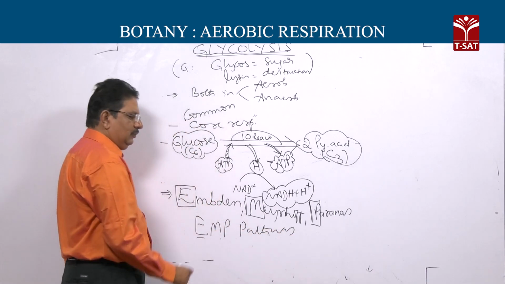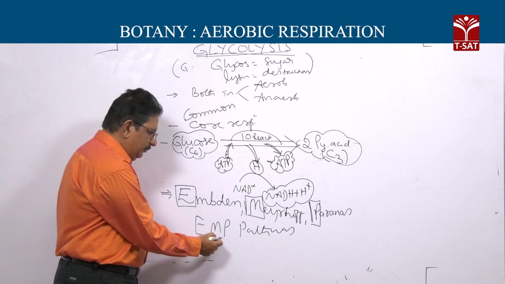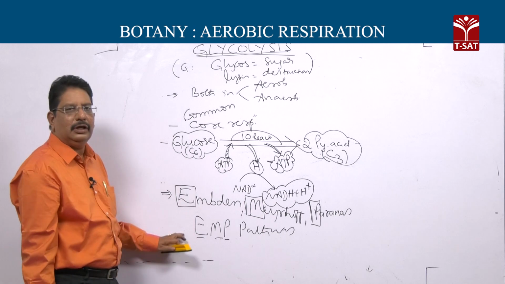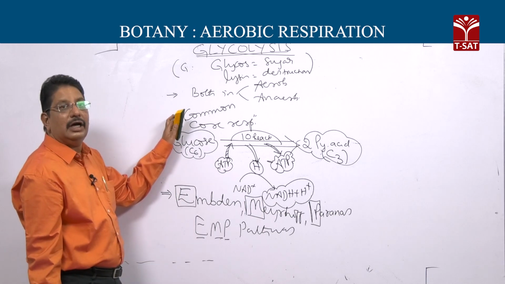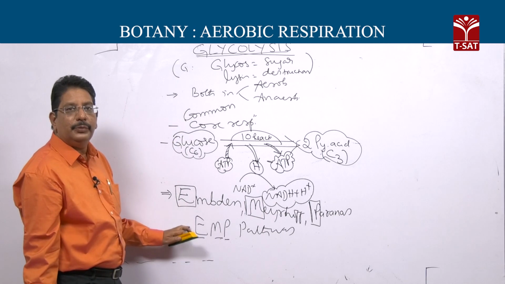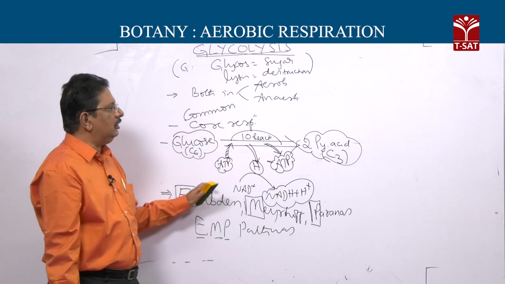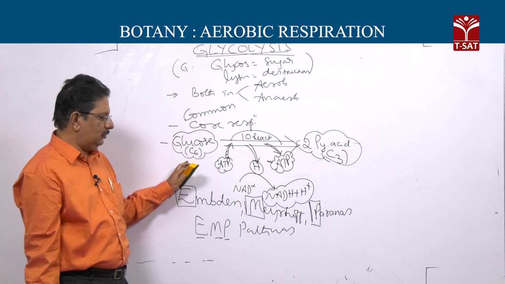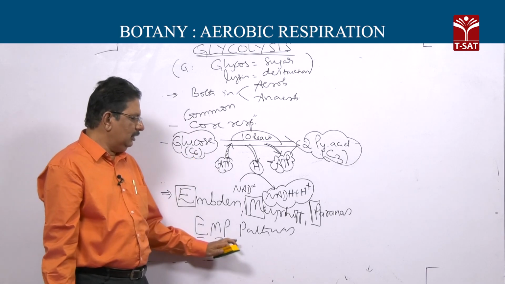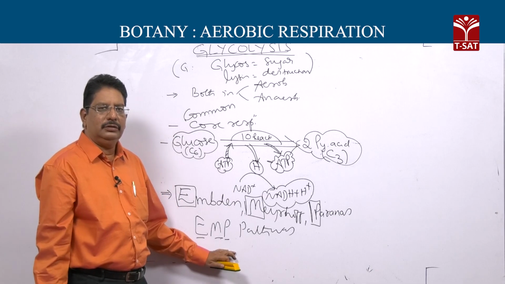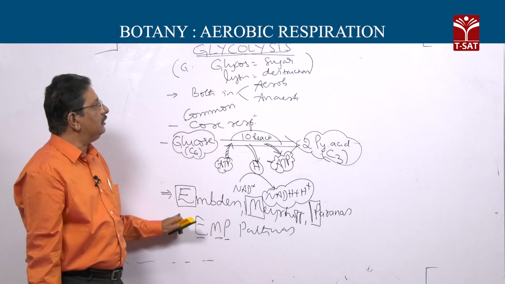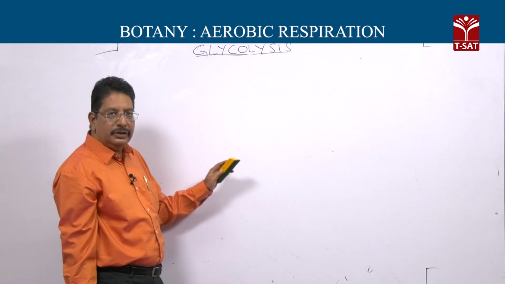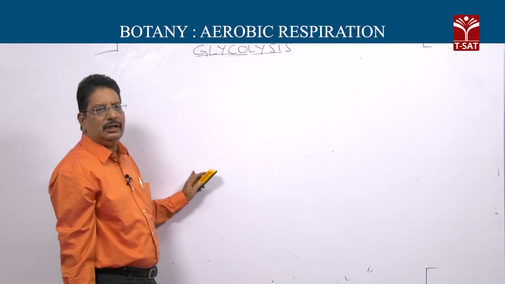So, E stands for Embden, M stands for Meyerhof, and P stands for Parnas. So, glycolysis, another name is EMP pathway. In most cellular organisms, glycolysis takes place by a mechanism called the EMP pathway. So, this is the introduction of glycolysis. Now, see what the details of glycolysis are.